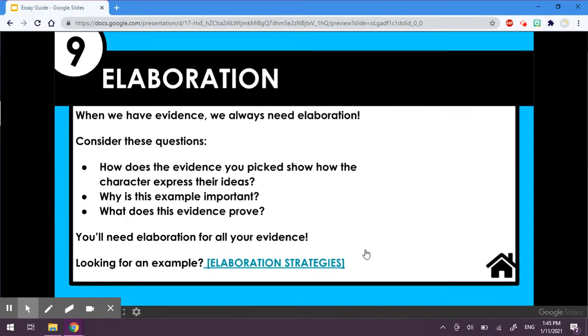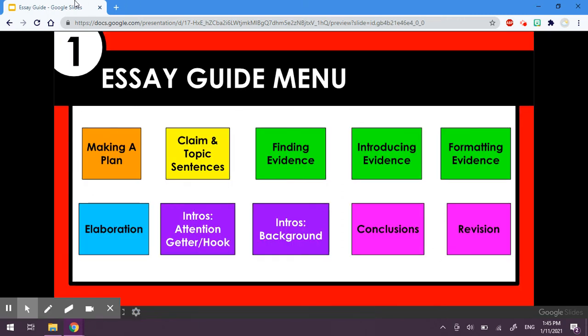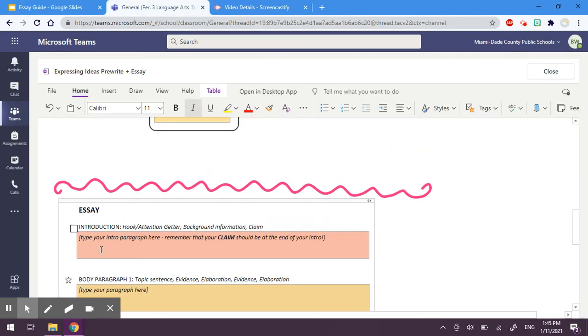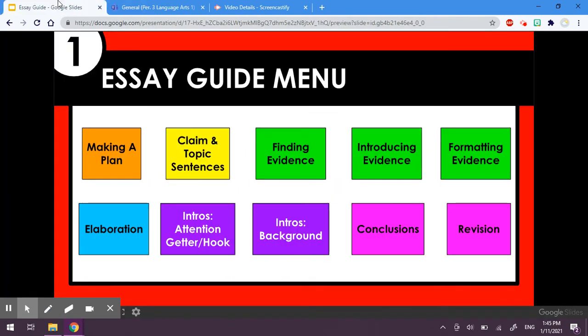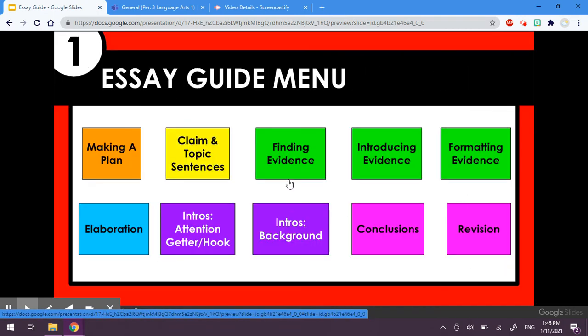Okay, so after your elaboration is done, your next step would be just to focus on your introduction and conclusion, which is all you have left. So your introduction, you might already have your claim up here at the end of your introduction. So you just need to fill in an attention getter, which is something to catch your reader's attention. There are a million hooks or attention getters here that you can play with, but you can also use any other strategy that you know. There are a million ways to start essays.